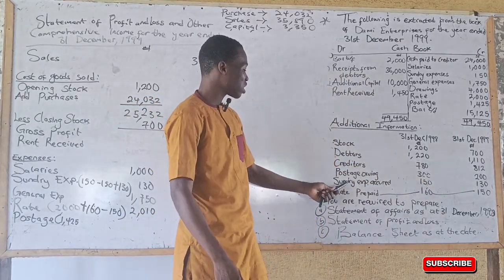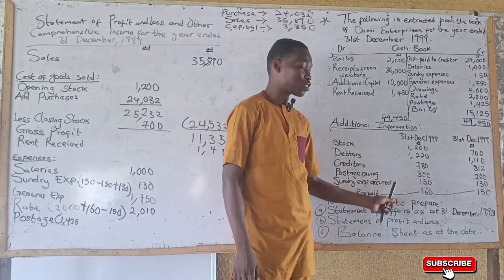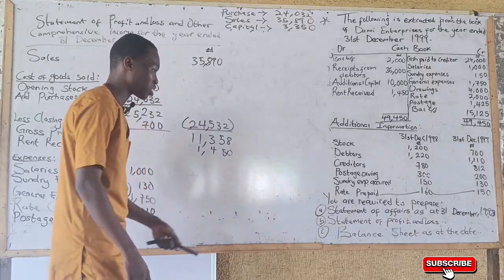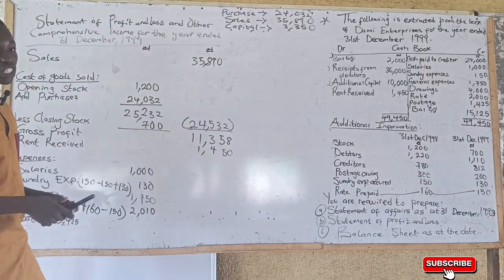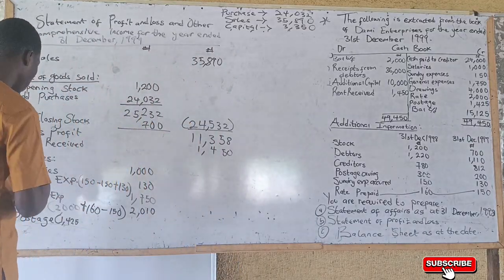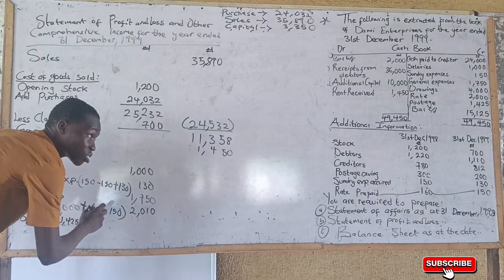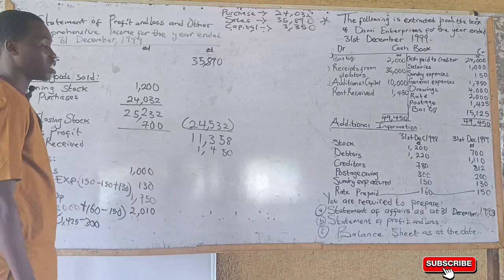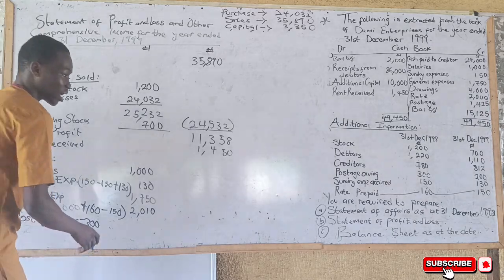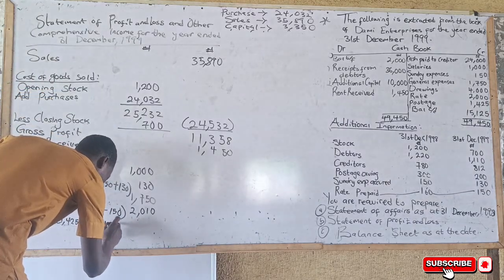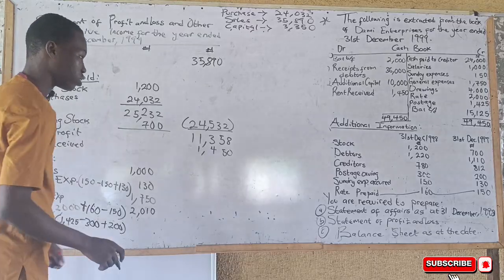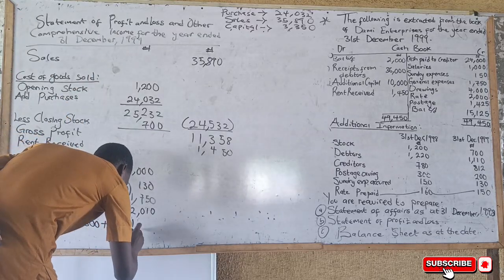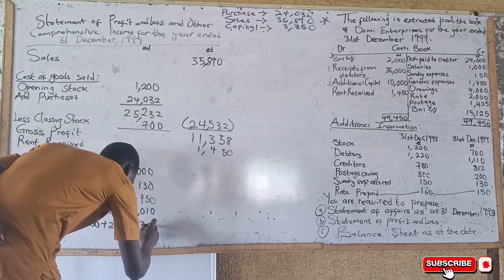The same way we treated sundry expenses accrued, that's how we are going to treat postage owing, because they mean the same thing. At the beginning you are subtracting, because it's not for the current year, it's for the previous year. We have minus 300. Then at the end it is for that year, that is plus 200. So we are going to have minus 100, 1,325.